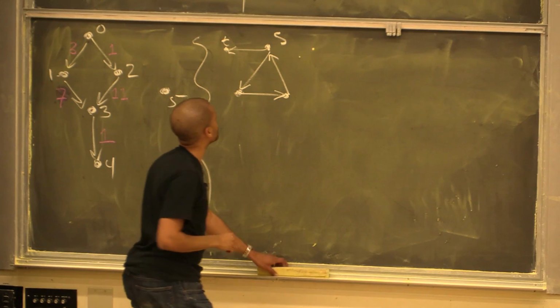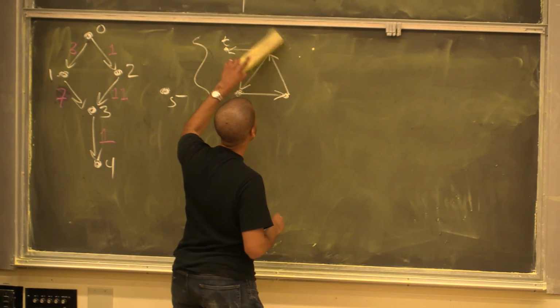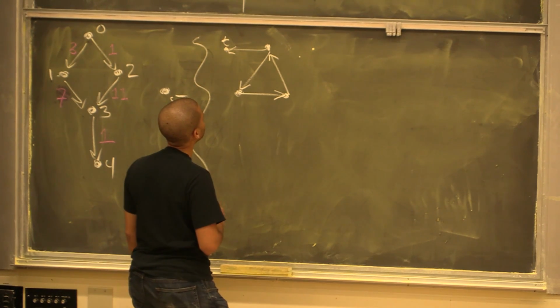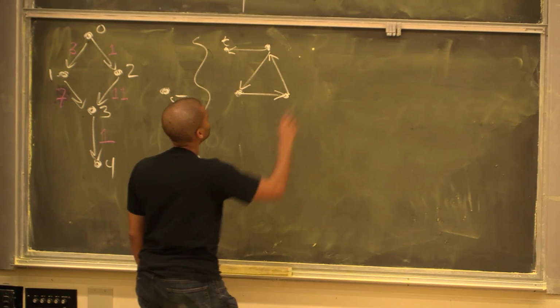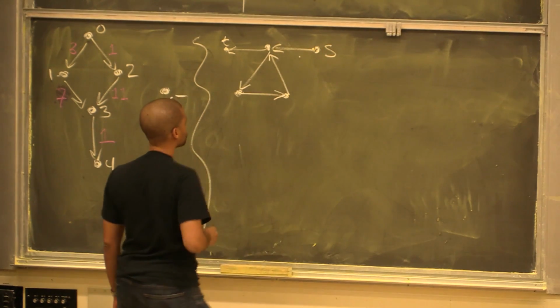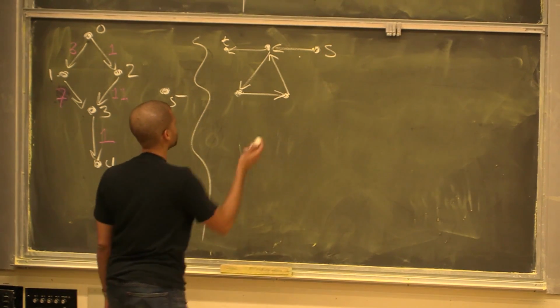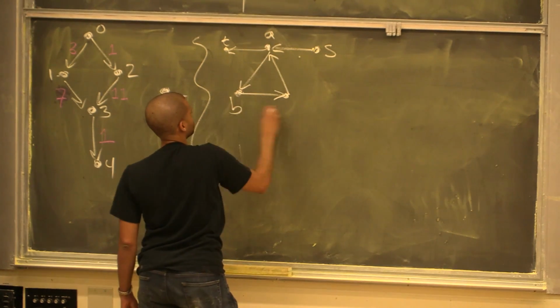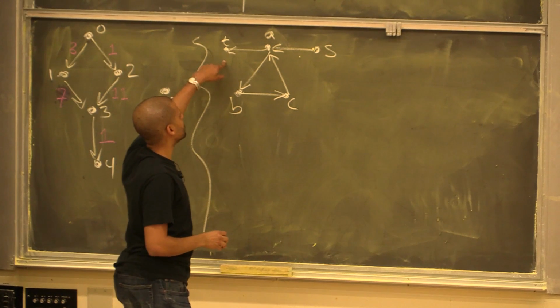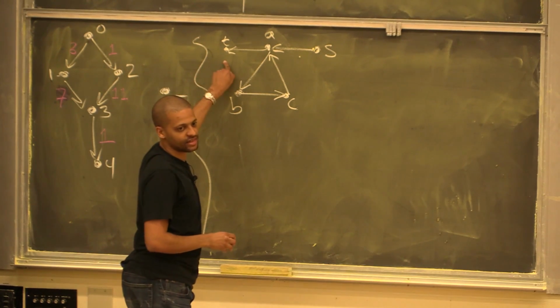Actually, let me not do it like that. So look at this here. Let me give these other vertices names. Okay. So if you try to compute the shortest path from S to T, right?